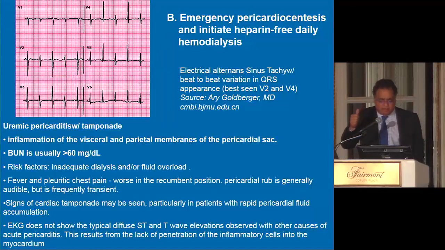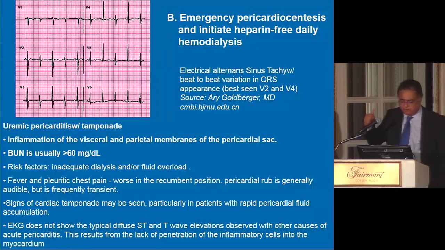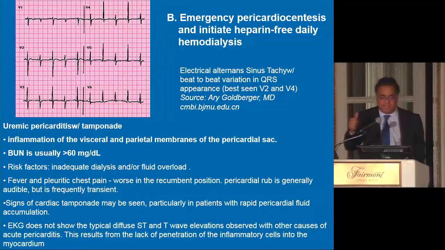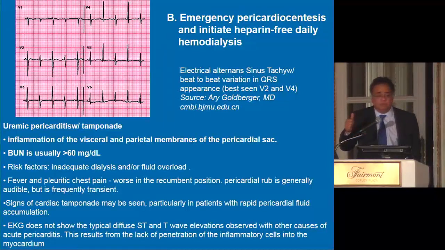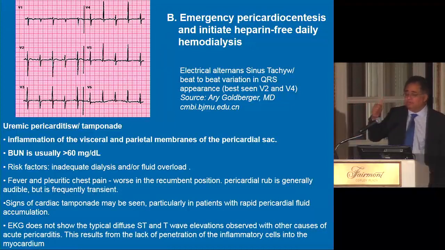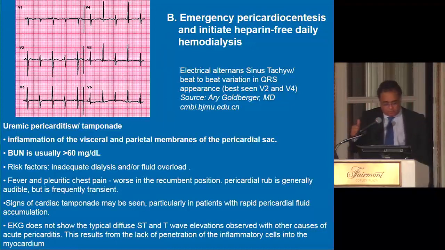In uremic pericarditis, there's an inflammation of the visceral and parietal membranes of the pericardial sac. Usually the BUN is greater than 60, but not always the case. You can get very malnourished patients who have BUNs much lower and still develop pericarditis. Risk factors include inadequate dialysis and fluid overload, and that would be the telltale thing. This patient had a history of non-compliance.